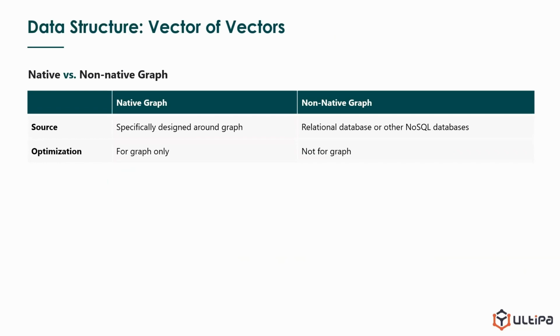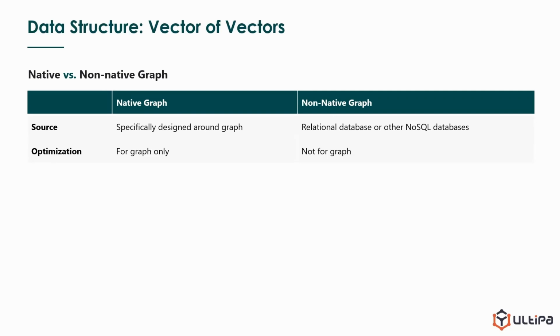About the source, the storage and processing scheme of native graph is specifically designed around graph from scratch. Accordingly, it's called non-native graph if it's built on some existing relational or NoSQL databases. As for optimization, native graph is optimized to better reveal the correlation between data, which lays the foundation of performant graph traversal. At the meantime, graph traversal is not the number one consideration for non-native graph architecture and data structure.